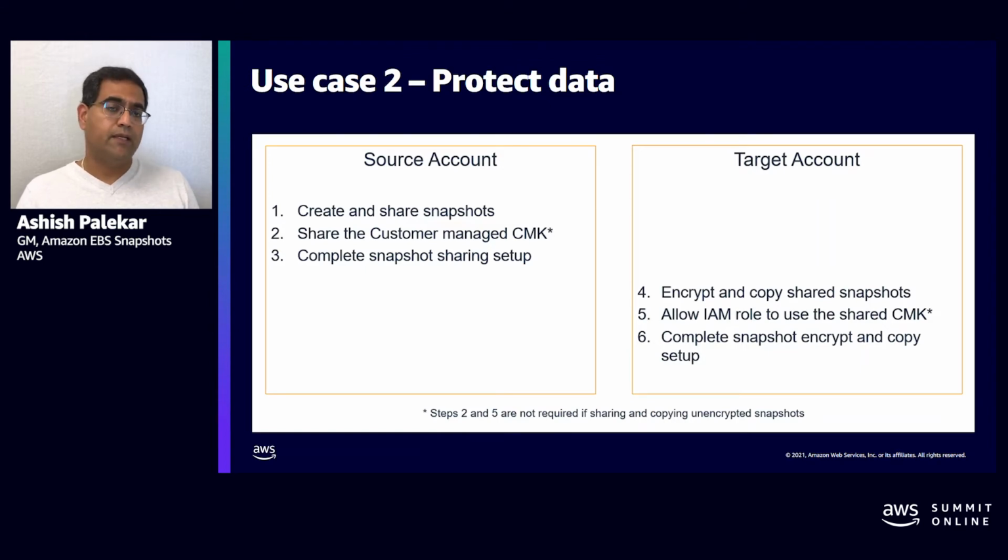Okay, so with that terminology out of the way, the steps in the source account are: you want to create and share the snapshot, you want to share the customer managed CMK, and then you want to complete the snapshot sharing setup. In the target account, what you want to do is encrypt and copy the shared snapshot. Then you want to allow the IAM role to use the shared CMK. And then you want to complete the snapshot encrypt and copy setup, right?